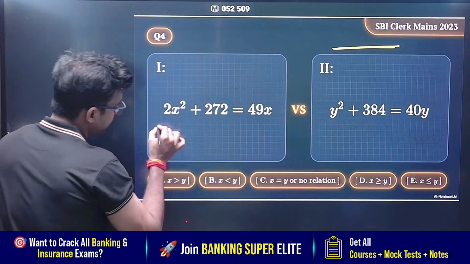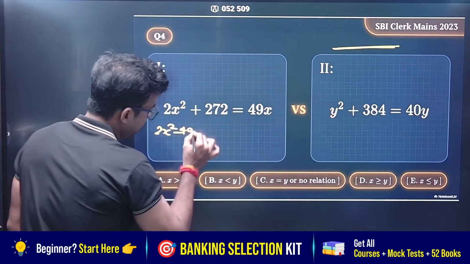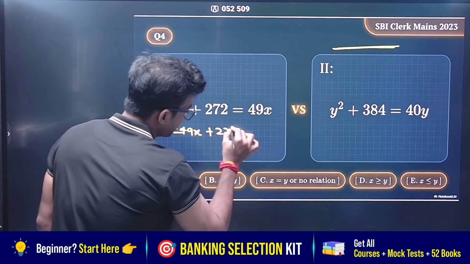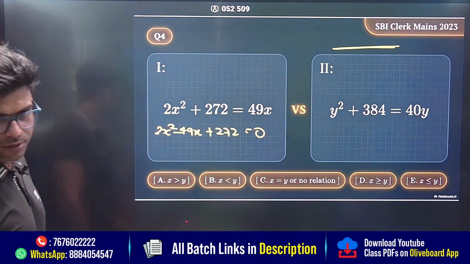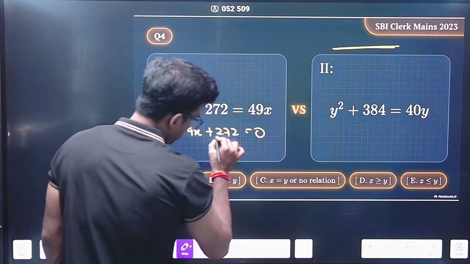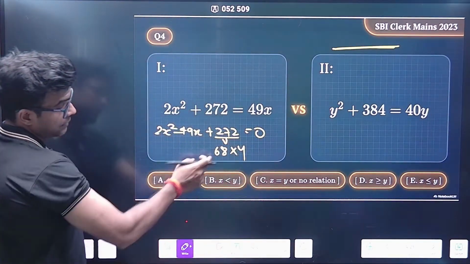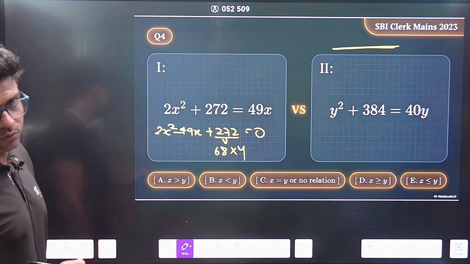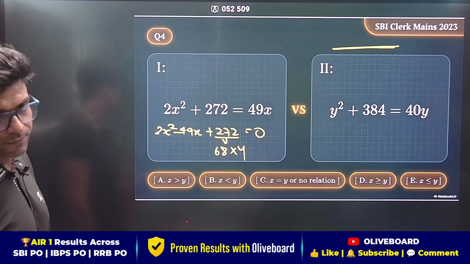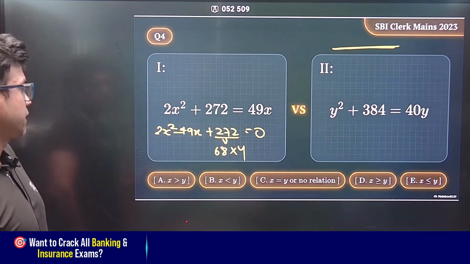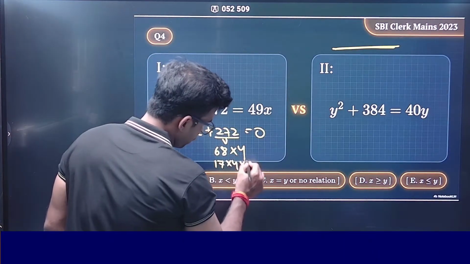Okay, this is 2x square minus 49x plus 272 is equal to 0. Am I right? Again, guys, don't forget that you need to break the number. This is 68 into 4. This is 17 into 4 into 4 and into 2. This is also 2.